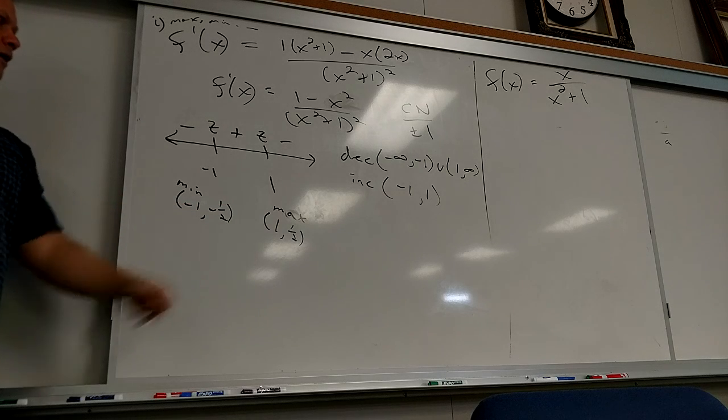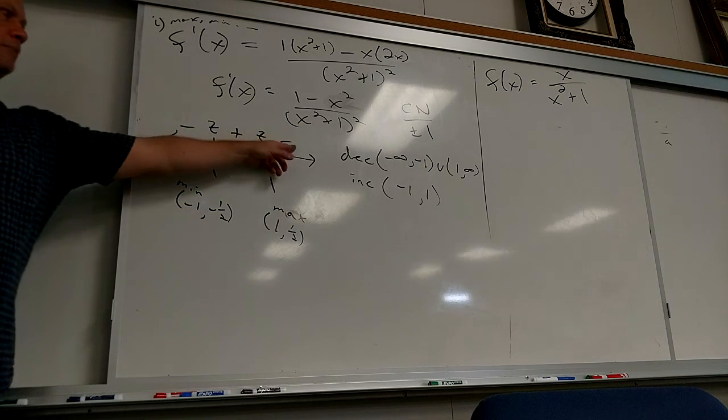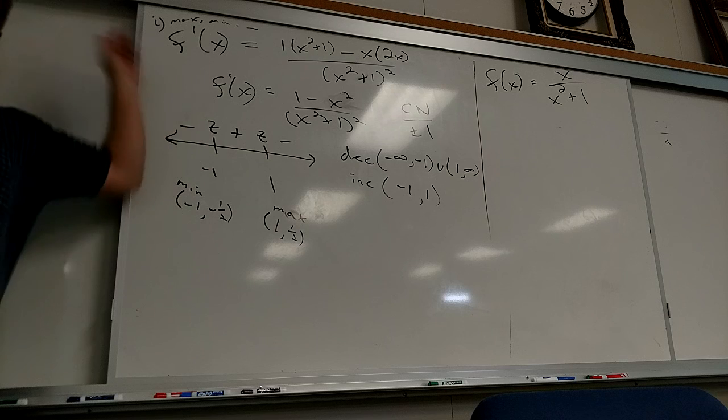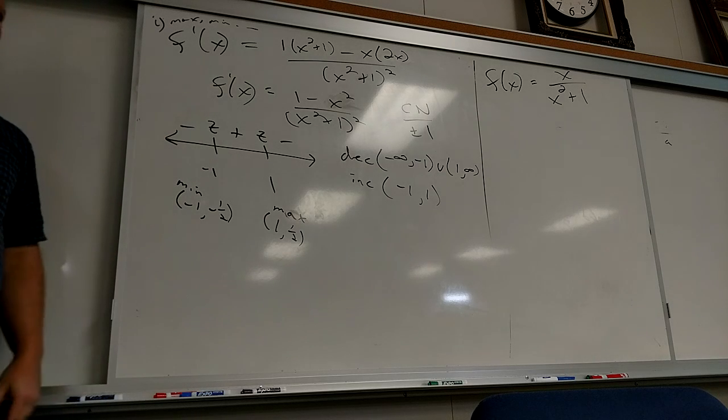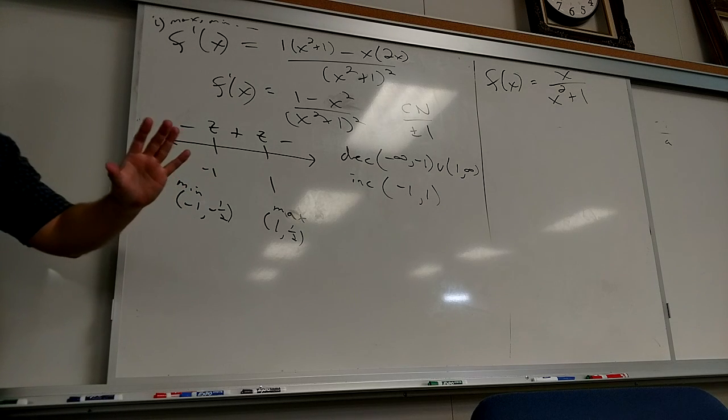Local min, local max, right? The absolute min is going to be negative infinity, it looks like. Okay, how are we all doing?